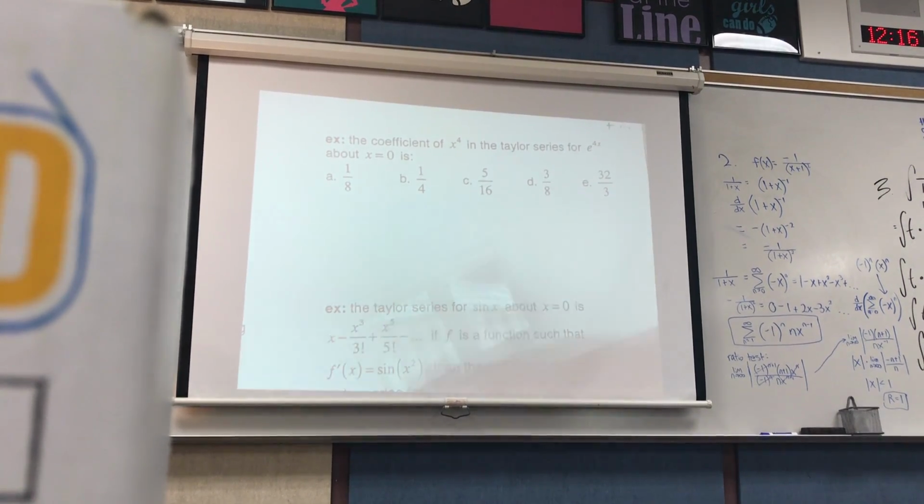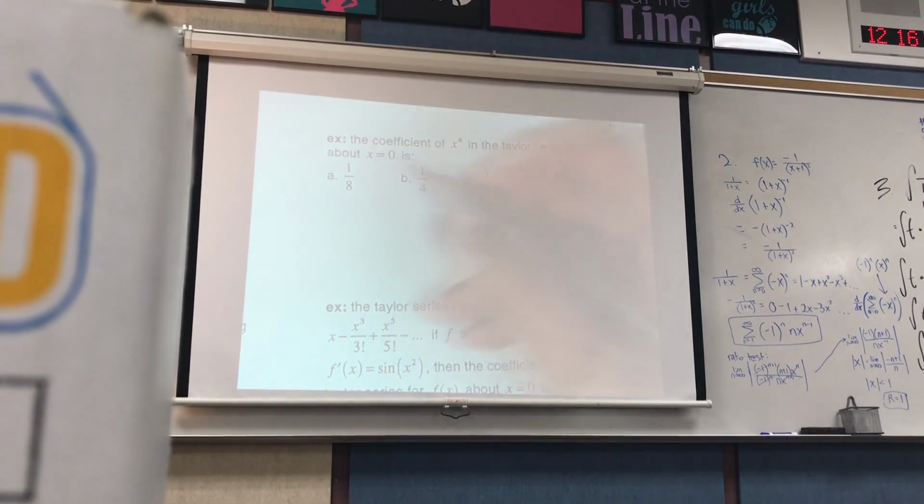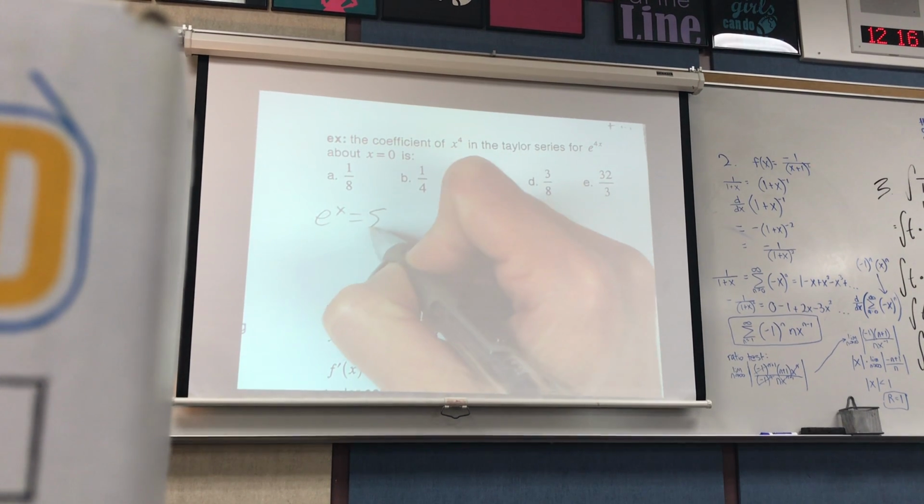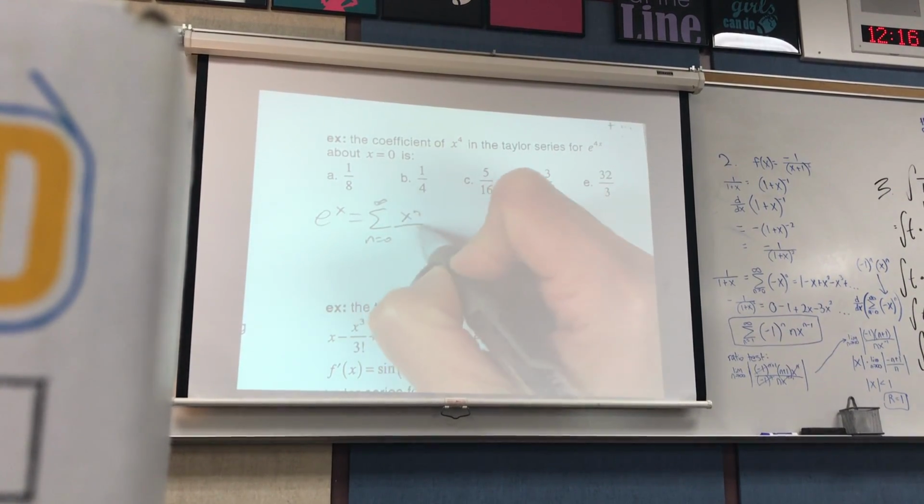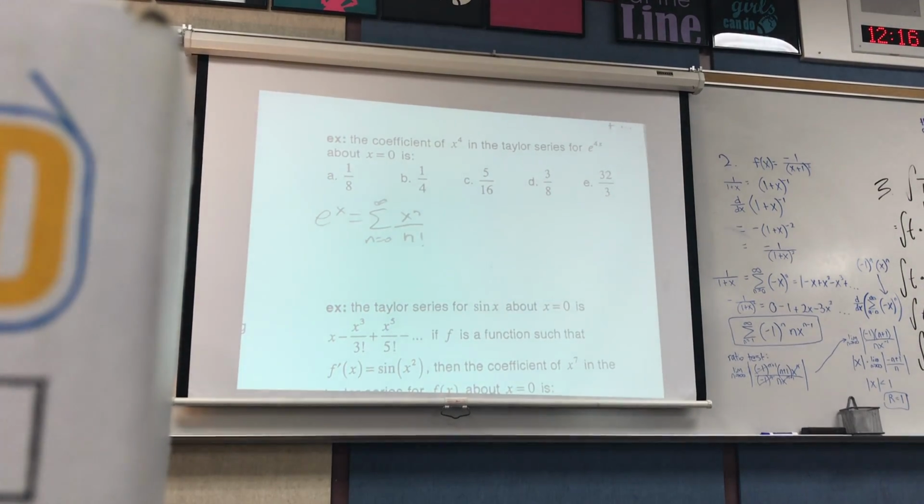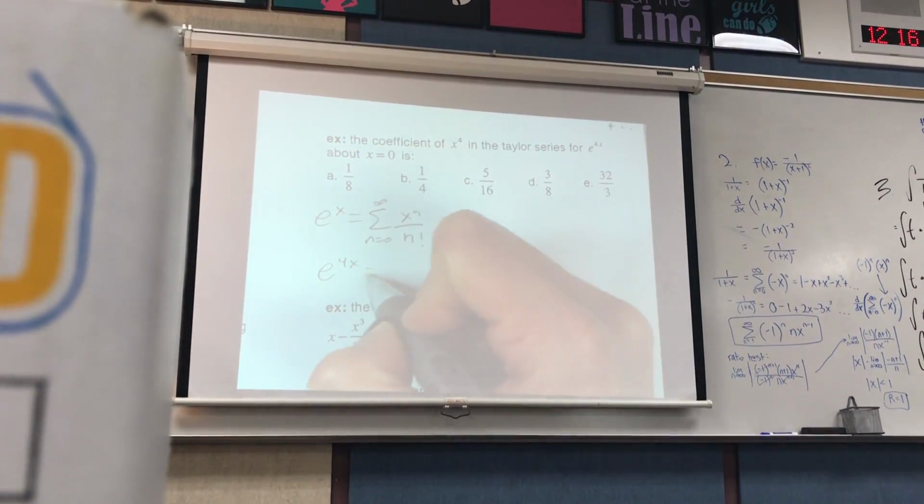Okay, this one says the coefficient of x to the 4 for e to the 4x. Everyone, should you make your chart? No. E to the x is sigma. Circle e. You can look at it. Okay, instead of e to the x, we're doing e to the 4x.